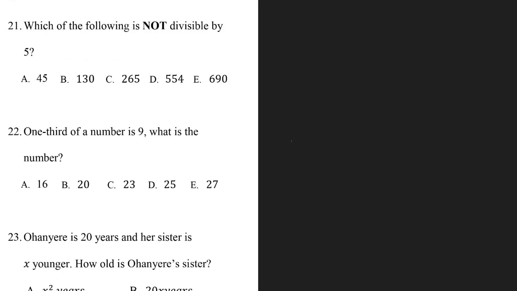So question 21 states, which of the following is not divisible by 5? It's not divisible by 5. Remember that any number that ends with 0 or 5 will always be divisible by 5. That's according to the law of divisibility. So any number that ends with 0 or 5 will always be divisible by 5. But the question says which of the following is not, right? So let's check our options. Which one does not end with 0 or 5 will be our answer.